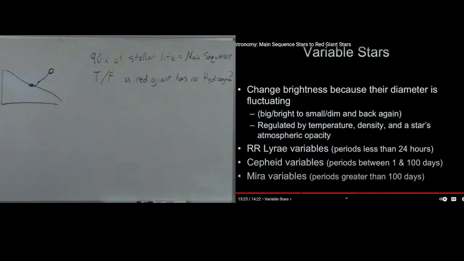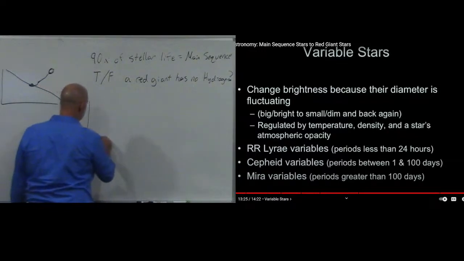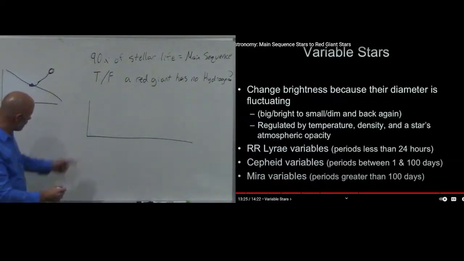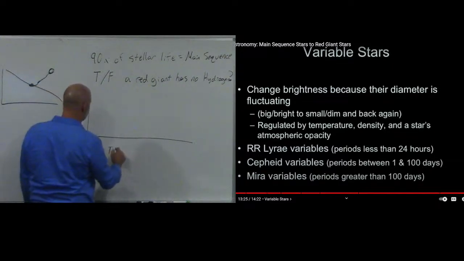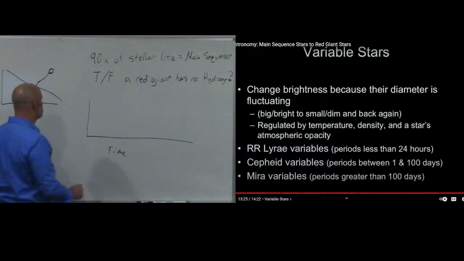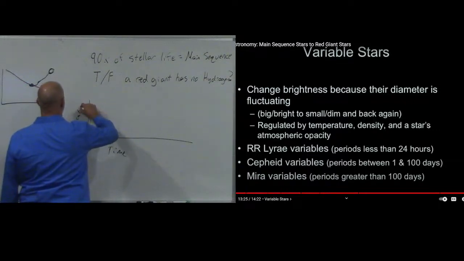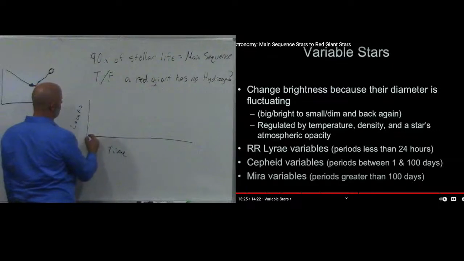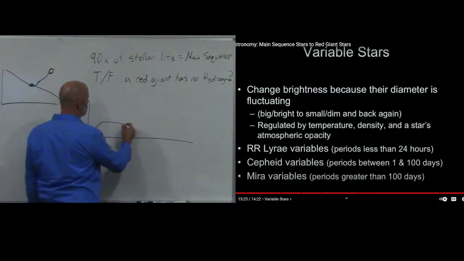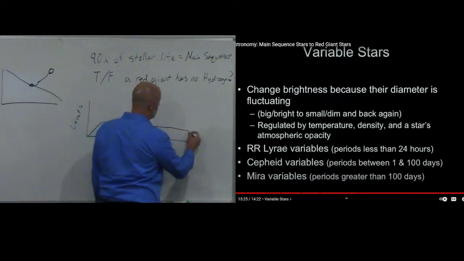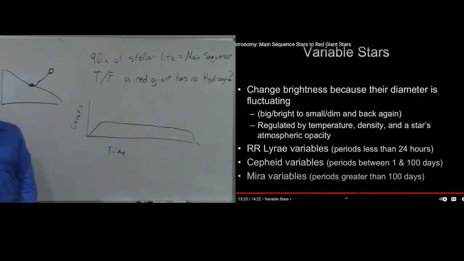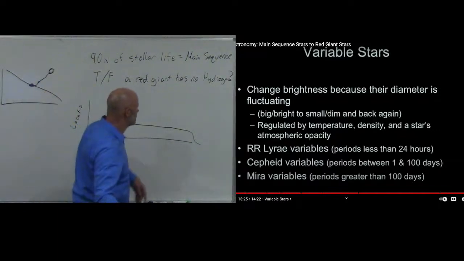Let's stop there. 90% of its life is spent on the main sequence. So if I were to draw a graph of the life of any given star, this is going to be time, and this is going to be location. I am very quickly going to come up to being on the main sequence, and I'm going to stay here for a long time, 90% of its life. So it's not that complicated.